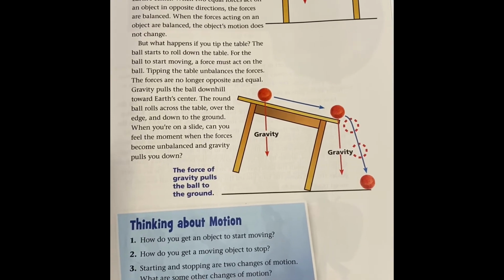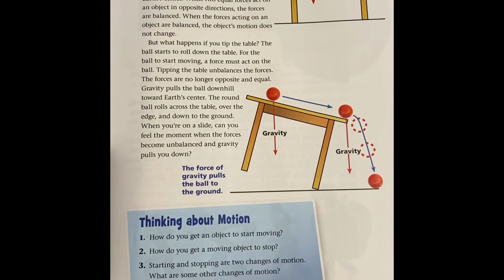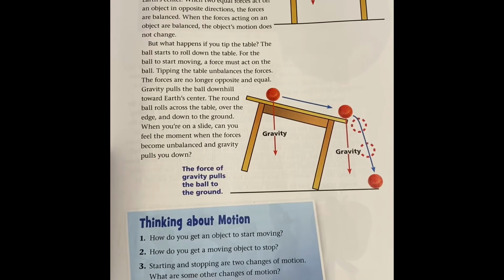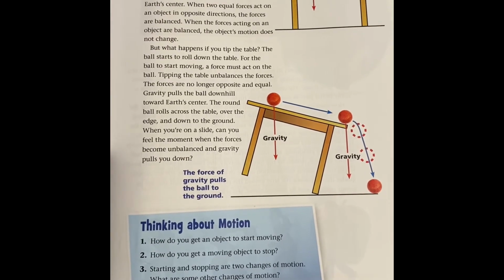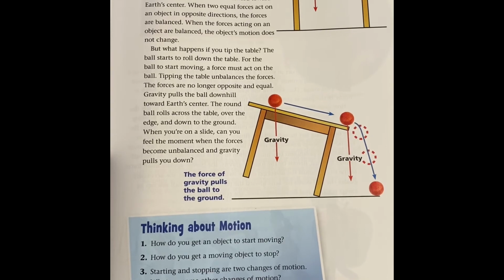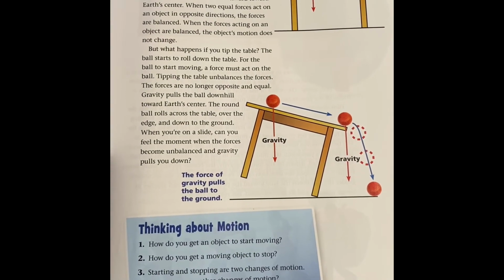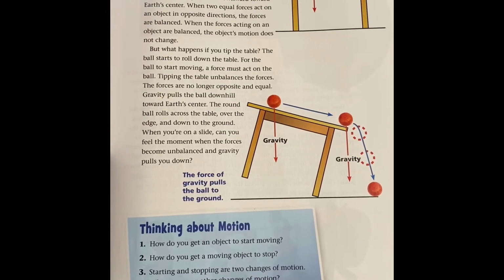But what happens if you tip the table? The ball starts to roll down the table. For the ball to start moving, a force must act on the ball. Tipping the table unbalances the forces. The forces are no longer opposite and equal. Gravity pulls the ball downhill toward Earth's center. The round ball rolls across the table, over the edge, and down to the ground.